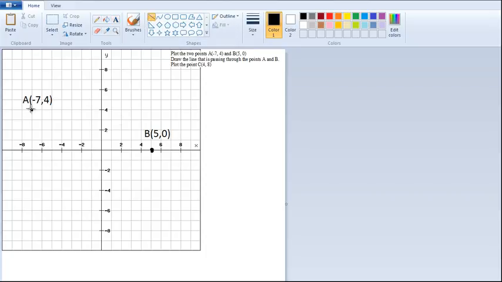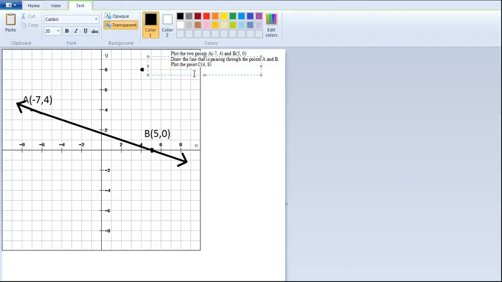Now draw the line that is passing through the points A and B. So remember, we have to pass through the points, okay? I'll do like this, and then I'll continue like this, and then don't forget the arrows. Now we have to plot the point C. 4, 8. X is 4, and then y is 8. And this is the point C. C, 4, 8.